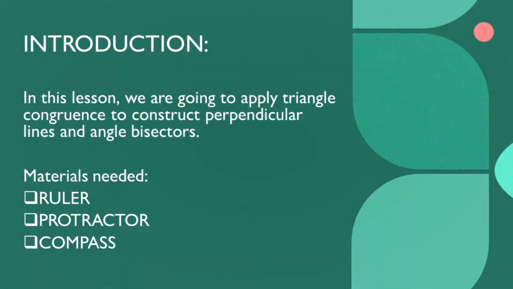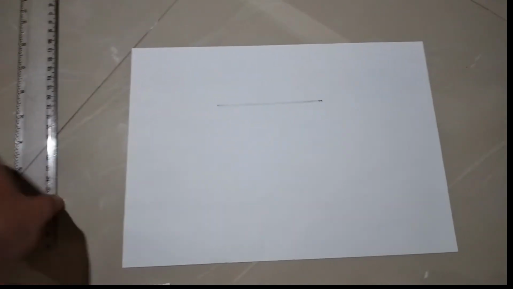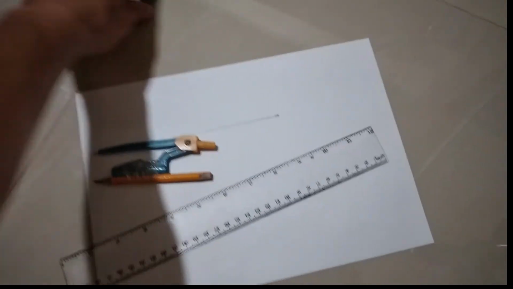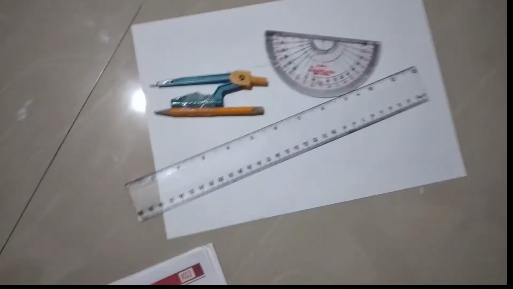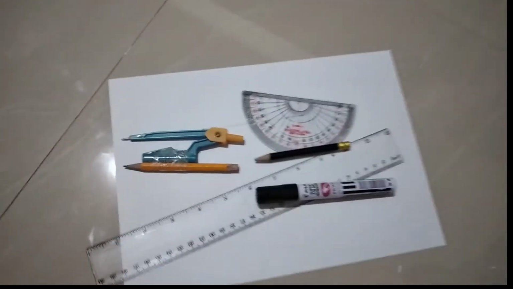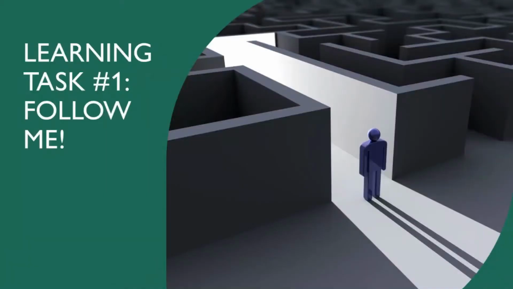Okay, so in this lesson, we are going to apply triangle congruence to construct perpendicular lines and angle bisectors. So we are going to need the following materials. You must have the ruler, protractor, compass. Materials needed: paper, ruler, compass, protractor, marker, pencil.